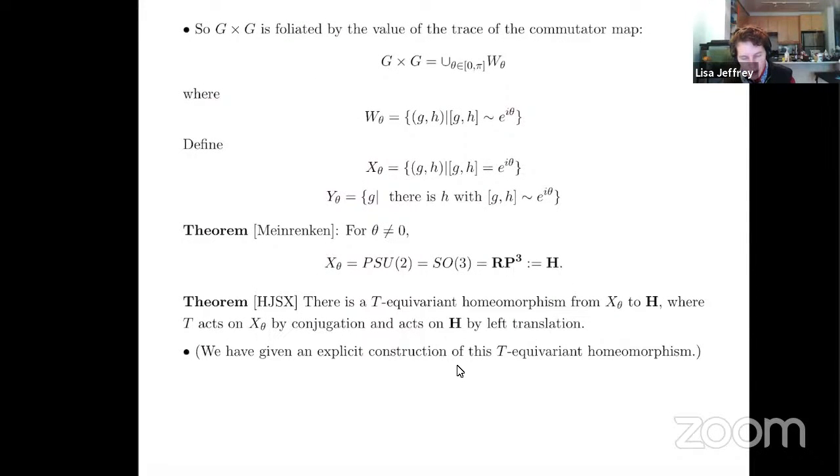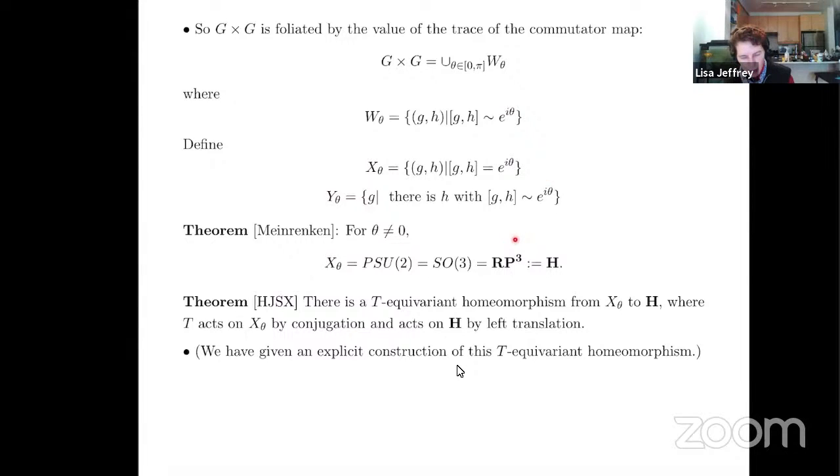So G cross G is also foliated by level sets of the trace of the commutator map. I'll write W theta as the set of pairs (g, h) where their commutator is conjugate to e to the i theta. I will also introduce the notation X sub theta, which is the set of two-tuples where the commutator is equal to e to the i theta.